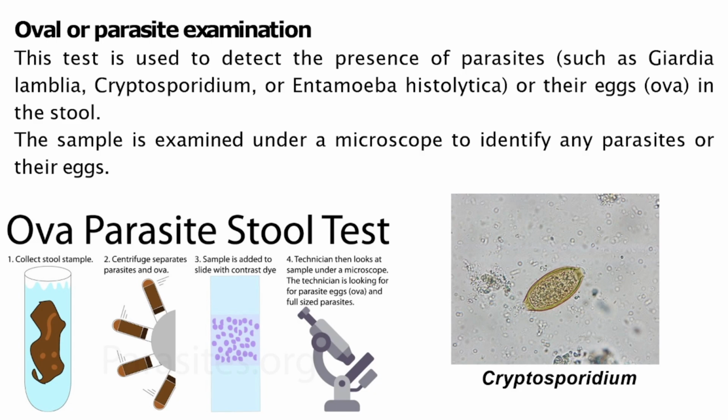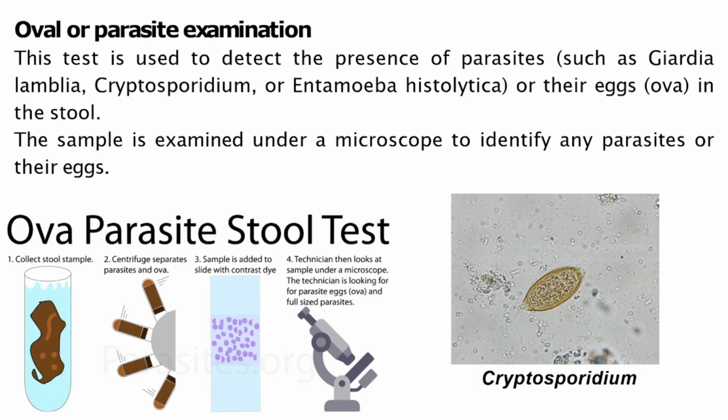Actually, this ova and parasite test is a specific type of examination performed on stool samples to identify the parasites and eggs in the stool. This test is commonly used to diagnose gastrointestinal infections caused by various parasites. As we all know, this is about Giardia, Cryptosporidium, Entamoeba histolytica, etc.